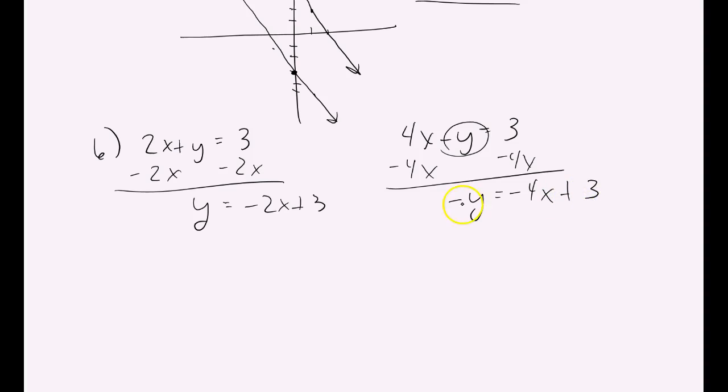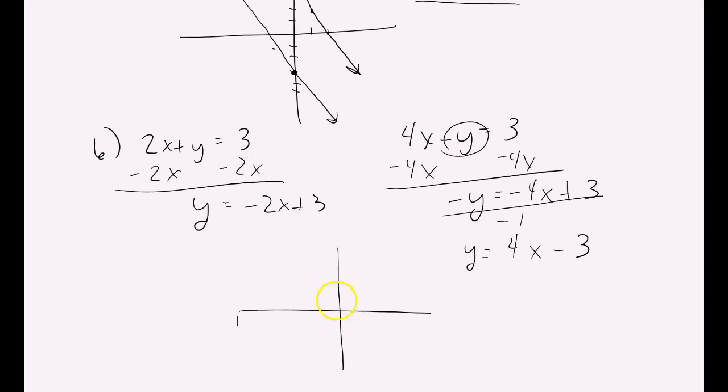And now I need the minus off the y, so I'm going to divide everybody by a negative 1. Which means positive 4x and a minus 3. Okay, that's what you should have ended up with. Now, these slopes are different, so I need to go ahead and graph and see what happens.